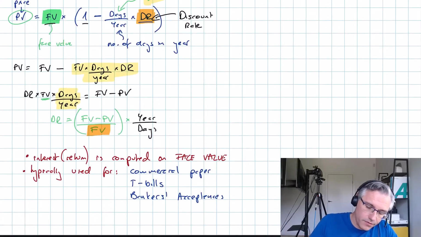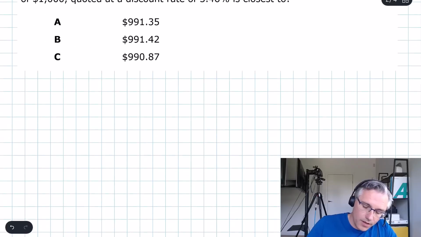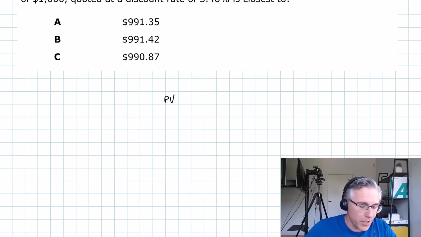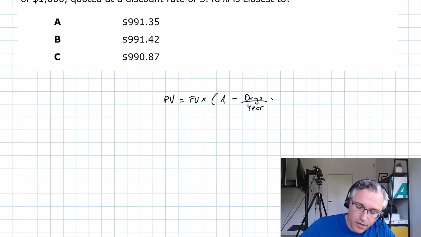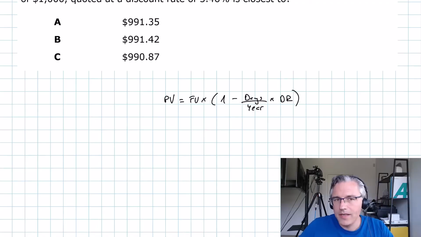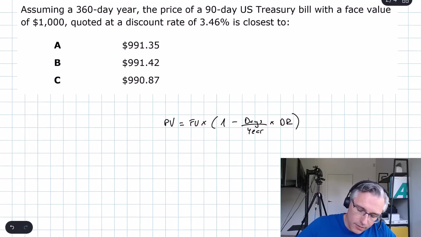For present value, PV equals FV times, in bracket, 1 minus days over year times DR. Let me write that out again. PV equals FV times 1 minus days over year times the discount rate. Now, this may seem quite an abstract formula, but once you write it down a couple of times, it should become rather intuitive. So let's populate this with data before we actually do the computation.